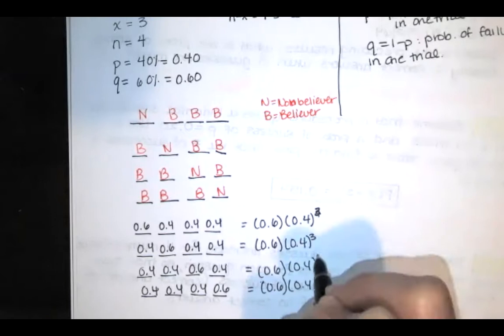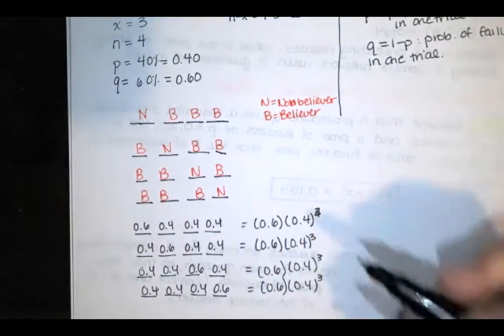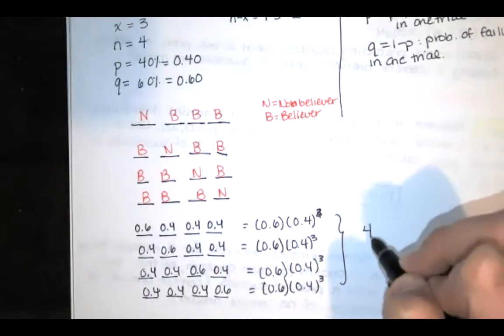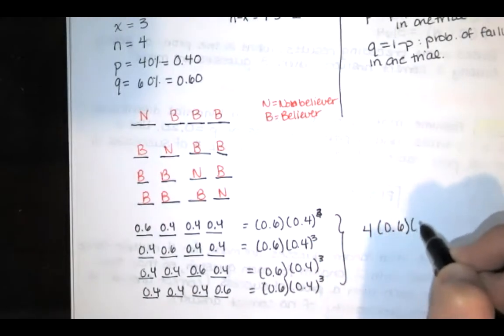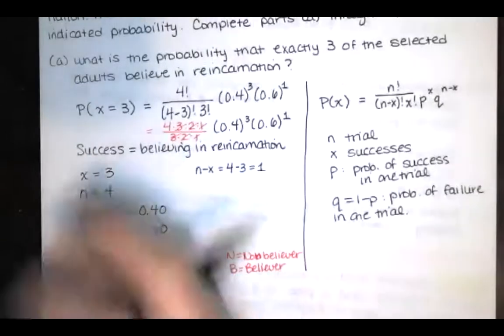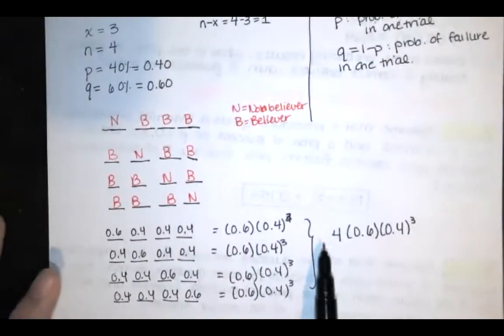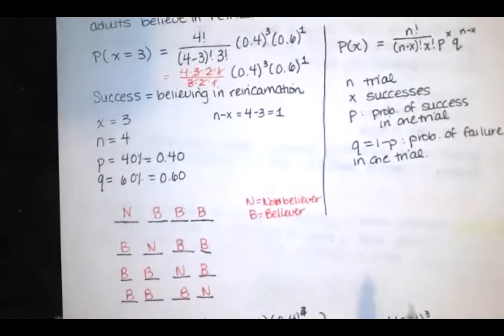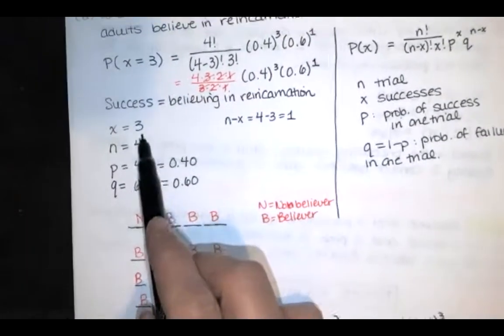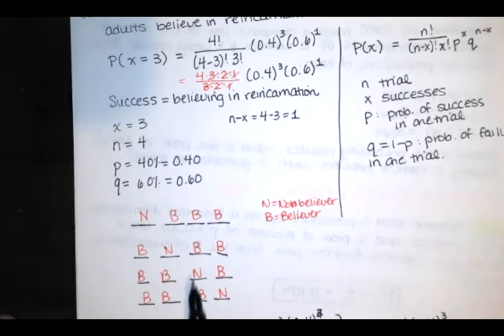But in each case, we're just multiplying, and we can multiply in any order we want. We have 0.6 times 0.4 cubed. So what we end up with is 4 times 0.6 times 0.4 cubed, which is exactly the same as what we get up here. This 4 out front is the number of ways that we can choose 3 of those positions to be believers, and then have a non-believer in that 4th position. There are 4 ways that we can do that.